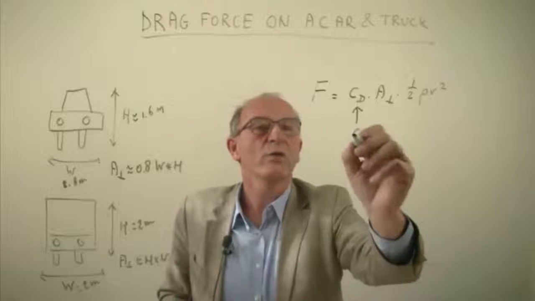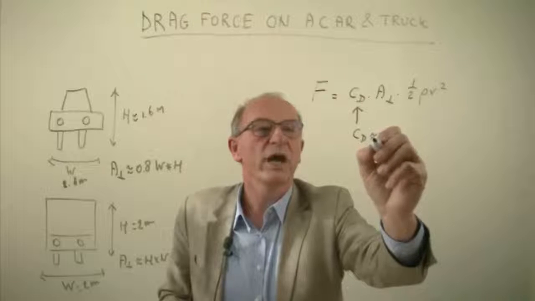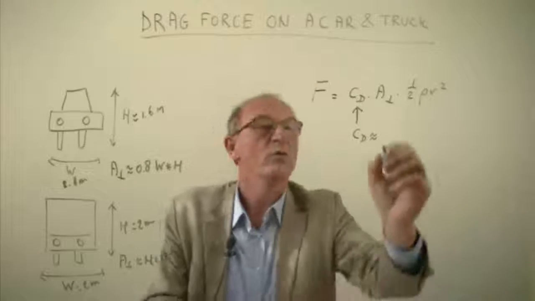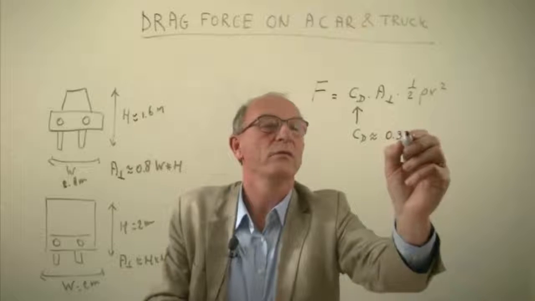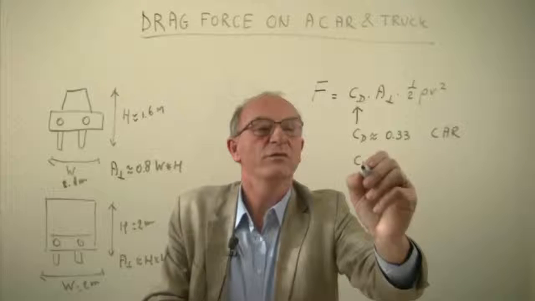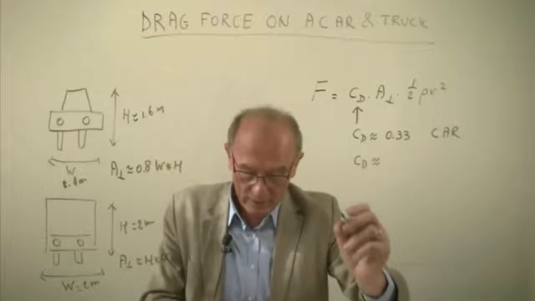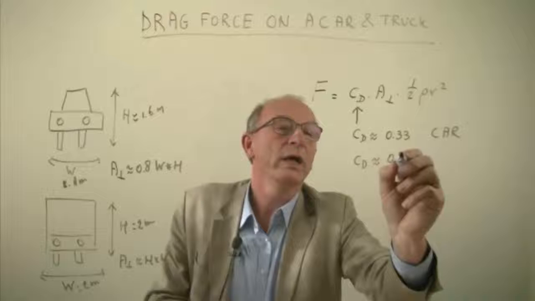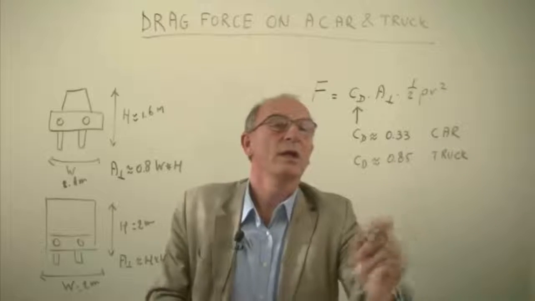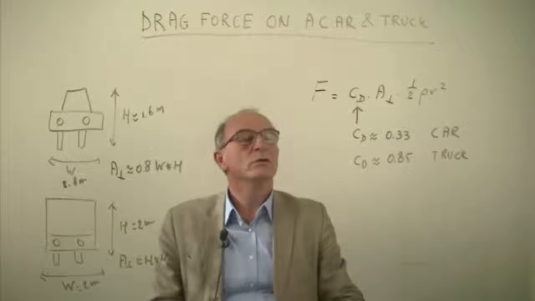So for a car, we know that CD is around, I have to look first here on my paper, about 0.33. This is for a car. And CD for a truck is roughly 0.85, which is for a truck. And now you can substitute all the values.